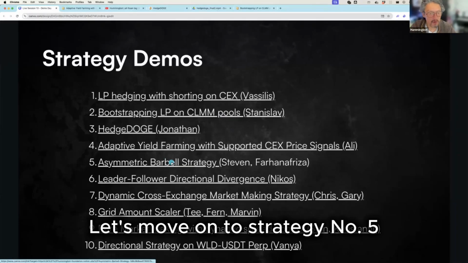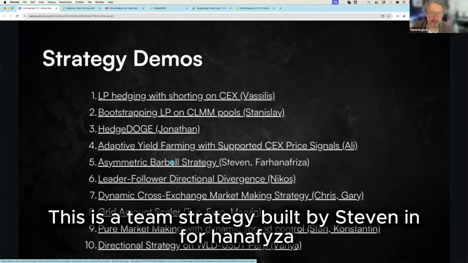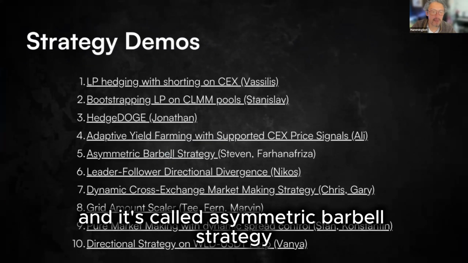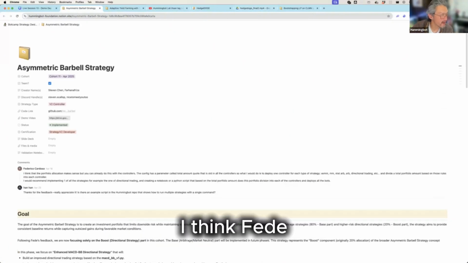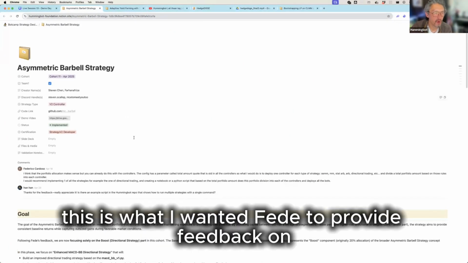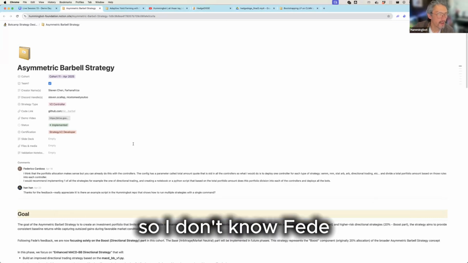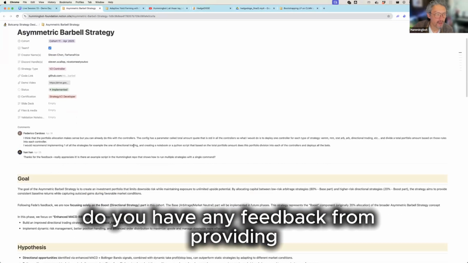All right, so let's move on to strategy number 5. This is a team strategy built by Steven and Farhan Frieza, and it's called Asymmetric Barbell Strategy. So this one I think Fede, I don't know if you're providing. This is one that Fede provided feedback on. So I don't know, Fede, do you have any feedback from providing on the strategy?